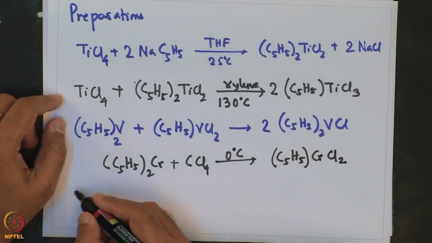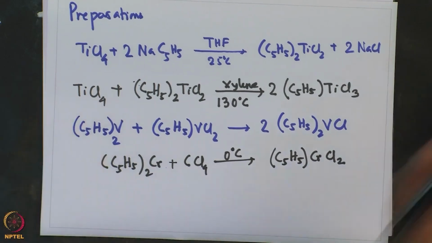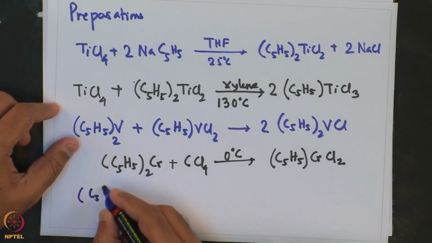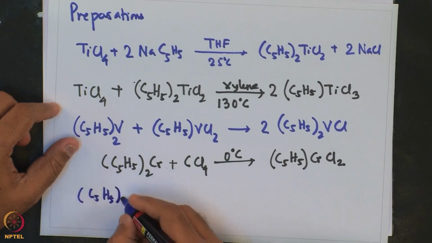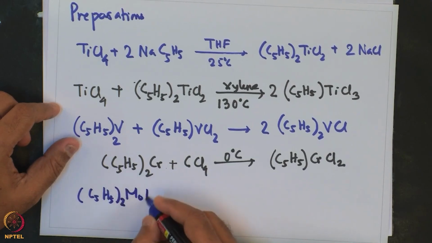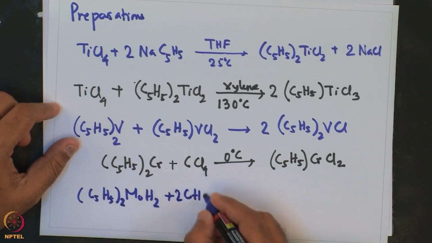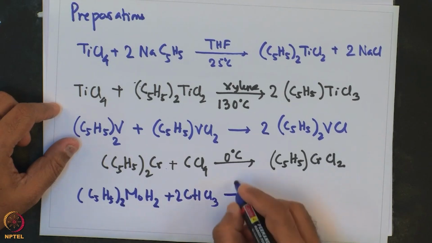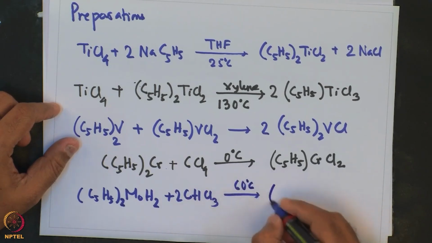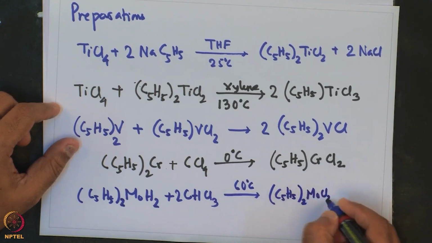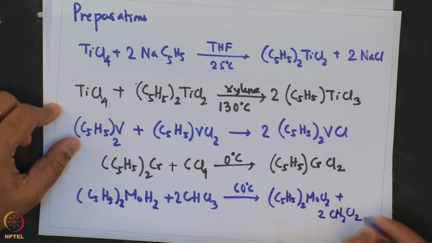And another example of this preparation is the reaction of (C5H5)2MoH2, molybdenum hydride, plus CHCl3, chloroform, at 60 degrees centigrade, giving (C5H5)2MoCl2 plus 2 molecules of dichloromethane, CH2Cl2.